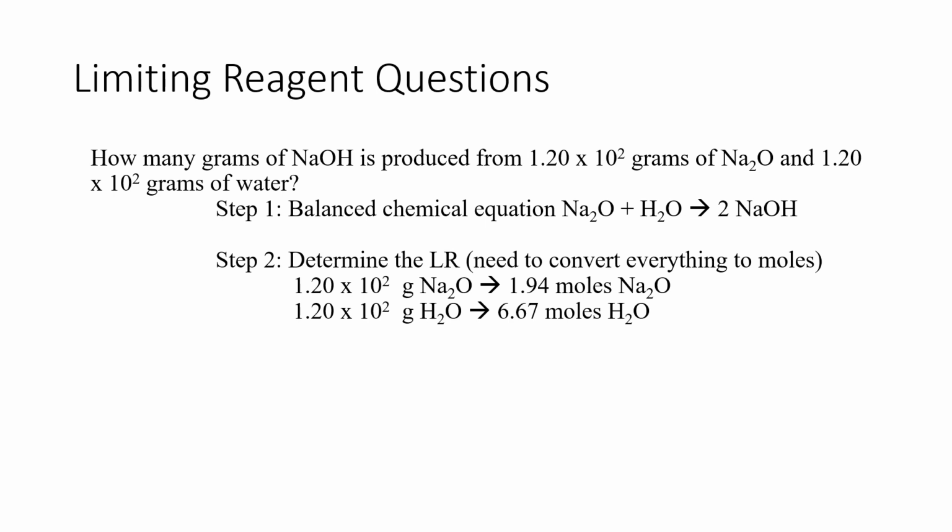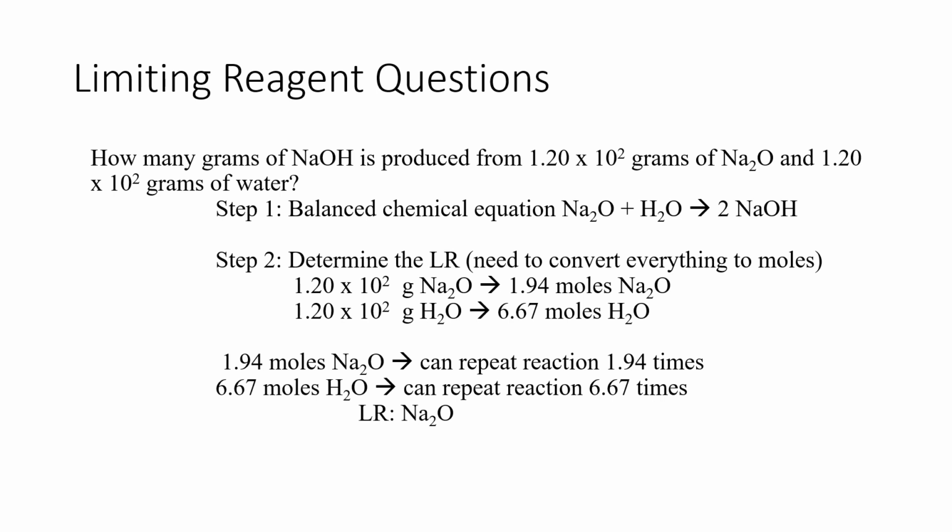Now, remember, you have to ask yourself the question: how many times can you repeat the recipe given each reagent? So to answer that question, I know that if I have 1.94 moles of sodium oxide, I should be able to repeat the reaction 1.94 times, since per recipe, per reaction, I will need to use one sodium oxide. So that's why 1.94 divided by 1 is 1.94 times.